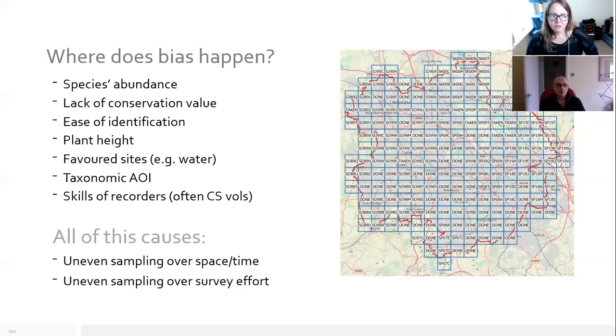But also then the skills of your recorder. You're going to be learning to identify cryptic species of bats in the hand. At the moment you may not be able to do that, but in a year or two's time you will be able to, and so you're much more likely to be recording more difficult species. And all of this causes uneven sampling over space and time, and uneven sampling over survey effort. So there are so many things at play making the atlases wrong.